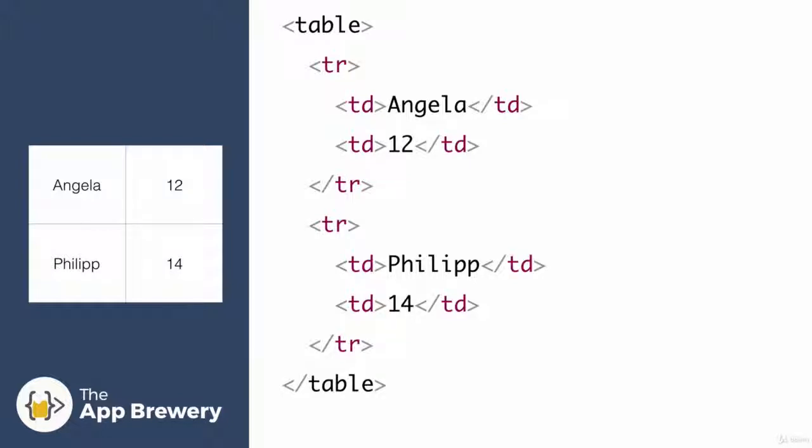Now, while the main job of tables is to display structured data, you can also see how you could use it to affect the layout of the various HTML elements on your website. And that's what we're going to look at in the next lesson.